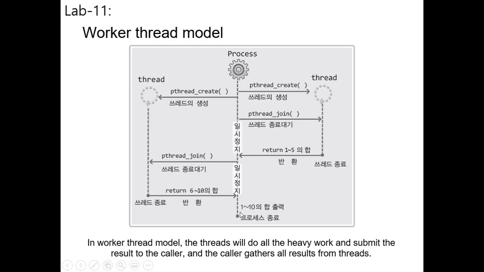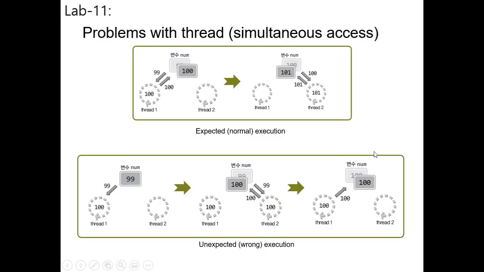Like it could be downloading 1 GB of data, splitting up into several threads and downloading by parts, like 500 megabytes by one thread and 500 more megabytes by another thread. And then at the end, when it's 100%, just gathering the result inside the main process. That would be the worker thread model. In the worker thread model, the threads will do all the heavy work and submit the results to the caller, to the process, and the caller gathers the result from the threads.